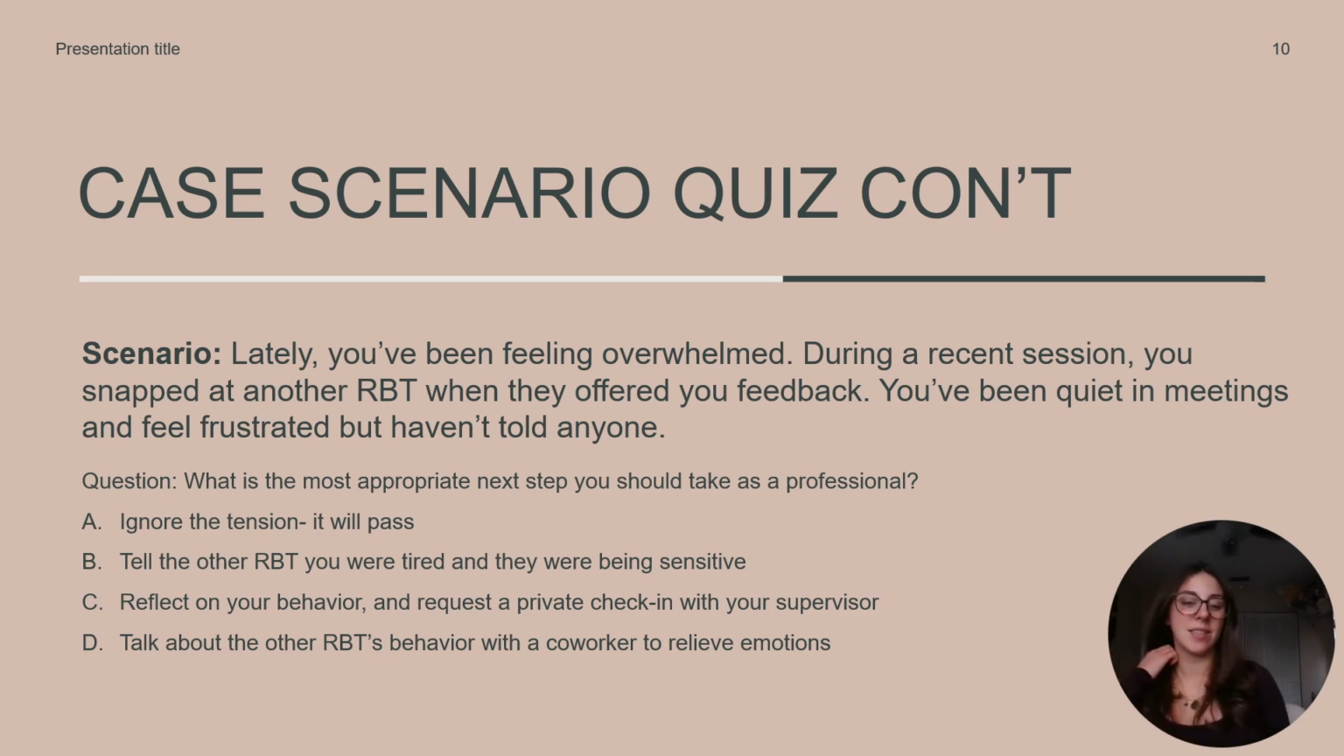Okay, so the correct response would be C, reflect on your behavior and request a private check-in with your supervisor. Owning it and asking for that support is professional, and it helps everyone in the situation. So making sure that you're not taking it out on others. If you're telling the RBT you were tired and they were being sensitive, that's not a good team dynamic. Talking about the other RBT's behavior with a coworker to relieve emotions, also not a good dynamic.